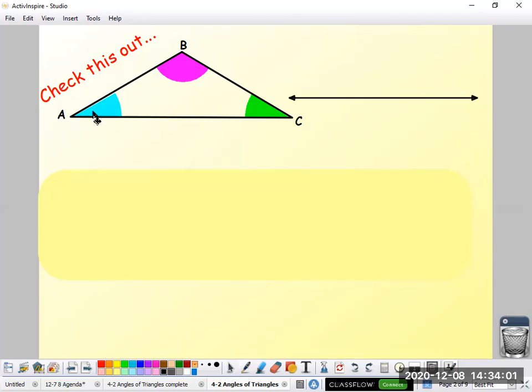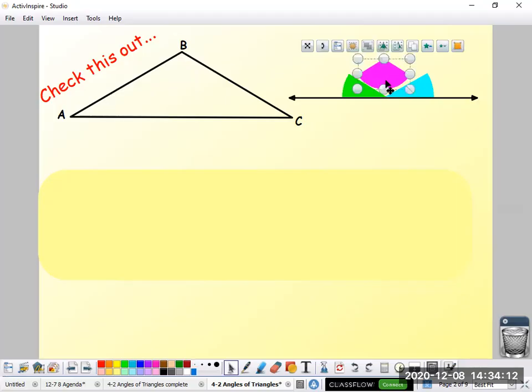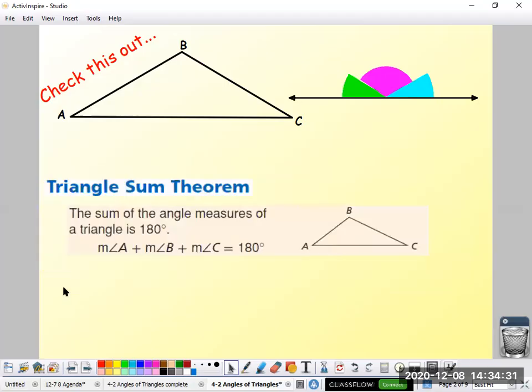All right, so check this out. Do a little moving things here. And voila. We were able to fit those three angles onto that straight angle, which means if I combine the measures of those three angles, they will equal 180 degrees.